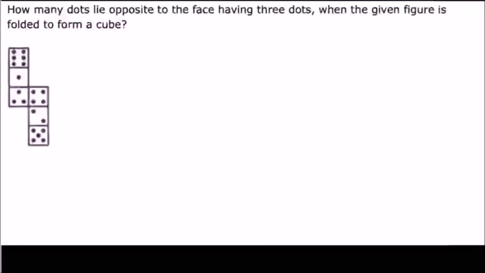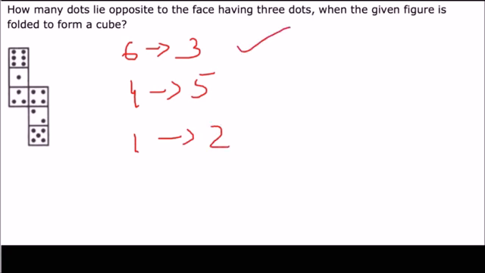So as I told, the trick was, opposite to 6 the number would be 3, opposite to 4 the number would be 5, and the remaining, opposite to 1 the number would be 2. But you needed the face which was opposite to 3, so you get the answer 6. As easy as that. So this was it for this video.